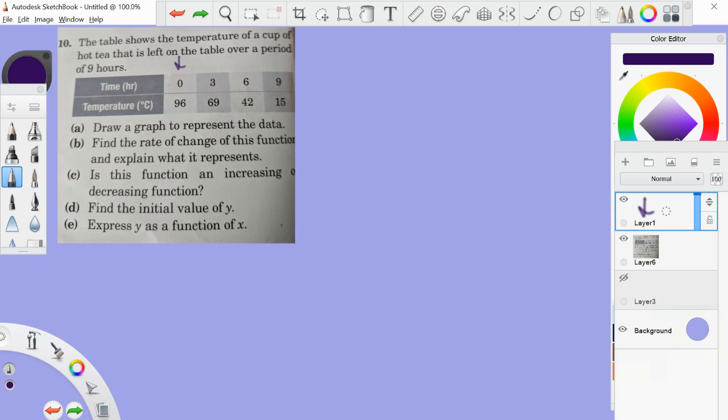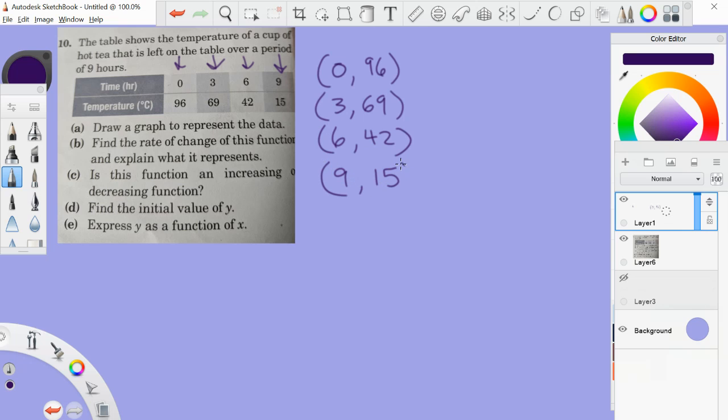So this first one, and I'm going to write these as ordered pairs, says that after 0 hours have passed, that means as soon as we put down the tea, the temperature is 96 degrees Celsius. This entry says that after 3 hours have passed, our tea is now 69 degrees Celsius. After 6 hours, our tea is 42 degrees Celsius. And after 9 hours have passed, our tea is 15 degrees Celsius. Okay, so our tea is obviously cooling down over time.